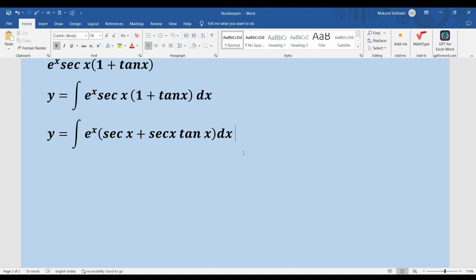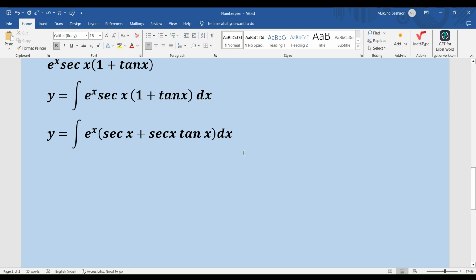Now I have secant x and secant x tan x, right? Now, can I make a connection between secant x and secant x tan x? The answer is yes. Why? Because d by dx of secant x equals secant x tan x, right? So this is a function of the type e to the power x times f of x plus f dashed of x, right? And therefore we know how to solve this problem.